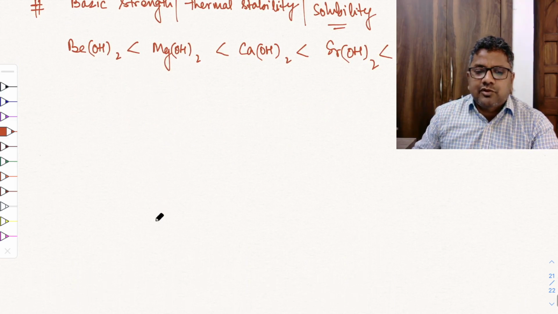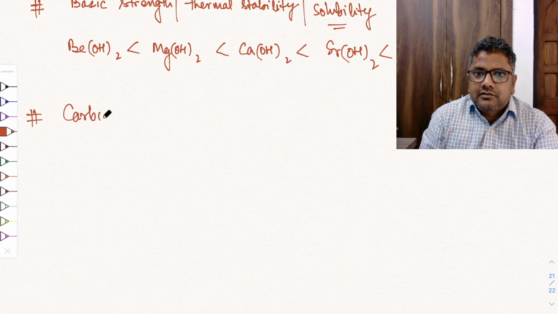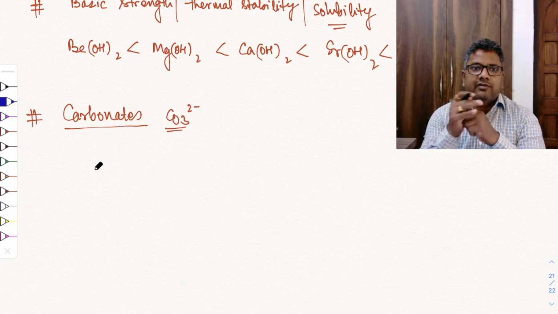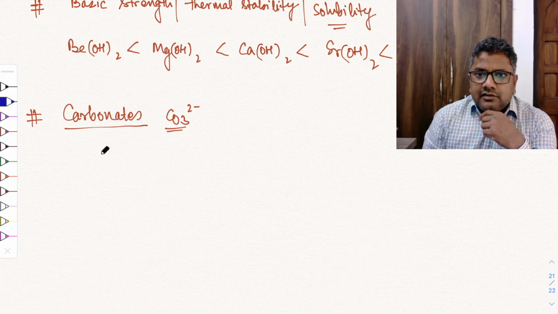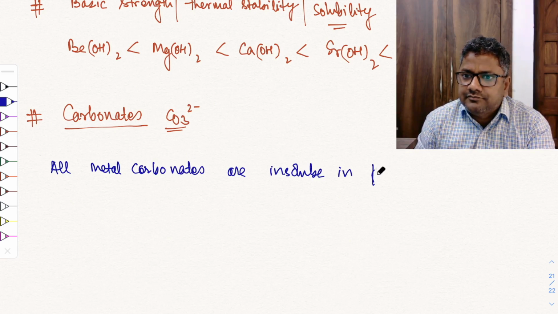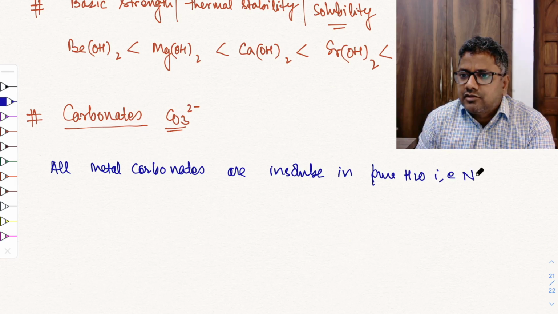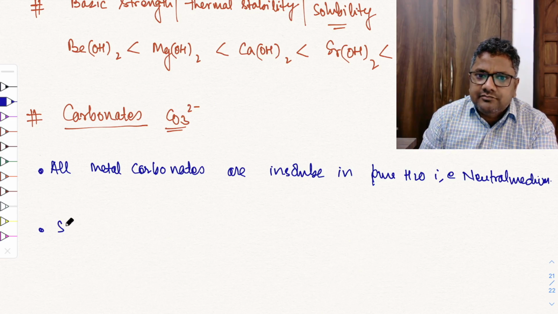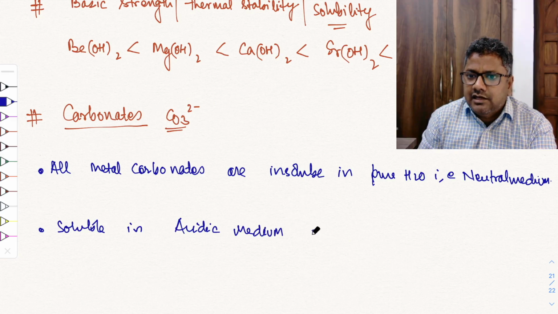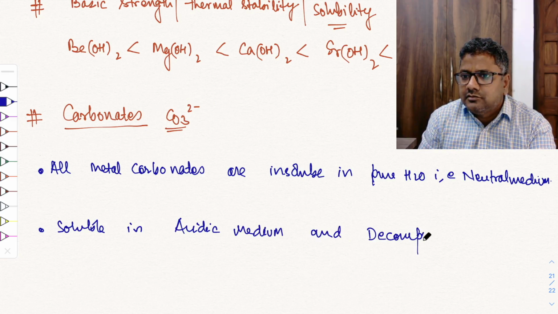Now the next property I am taking is of metal carbonates, CO3 2-. So see, all these metal carbonates are insoluble in neutral medium. All metal carbonates are insoluble in pure water, that is, in neutral medium. But soluble in acidic medium and decomposed on heating.